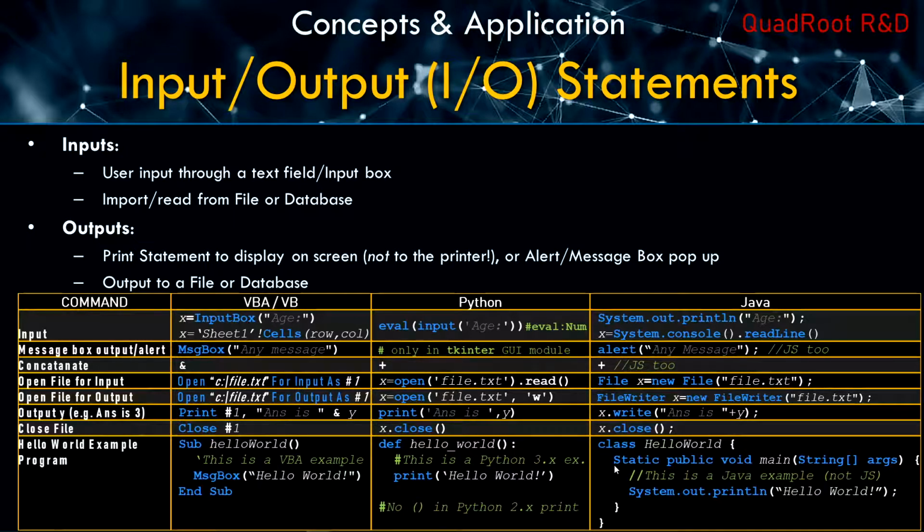and the method is declared using the public static void keywords and the name of the method, and then String square brackets args. We'll look into what this all means a bit later on. For now, just take it as it is. Then I put a comment. This is a Java example, not JavaScript. And then we print out System.out.println and then the message.